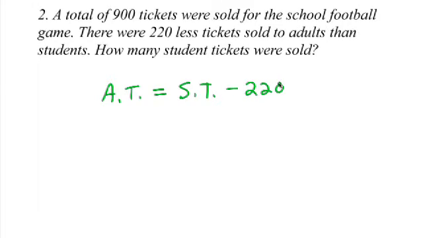Again, we'll go ahead and call the number of student tickets X, showing enormous creativity on my part. All right, so now this says the number of adult tickets, which in this case is X minus 220, plus the number of student tickets, which we've already decided to call X. That's supposed to equal 900. And X plus X gives me 2X minus 220 equals 900.